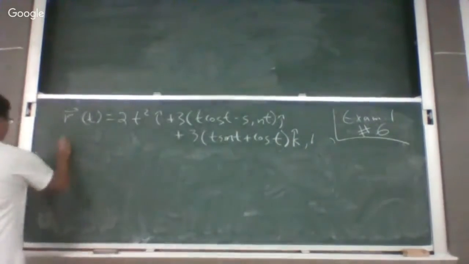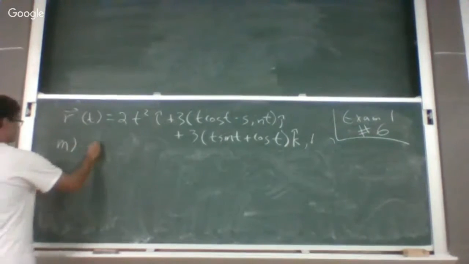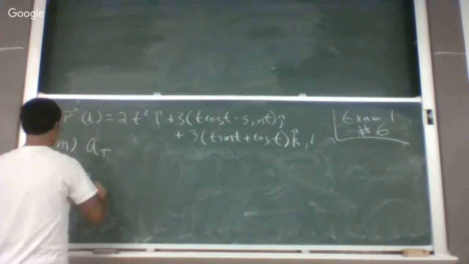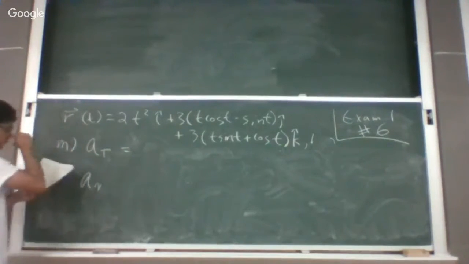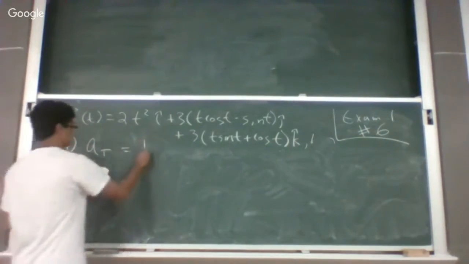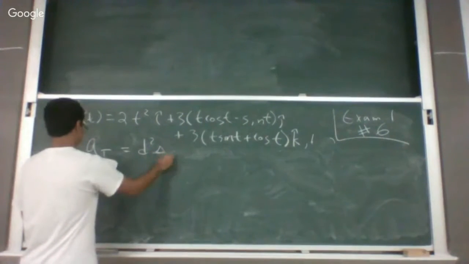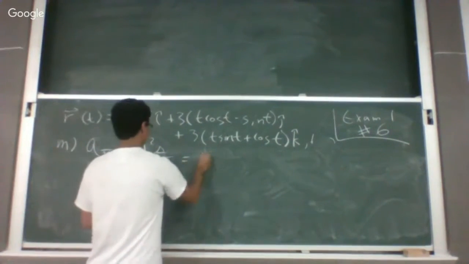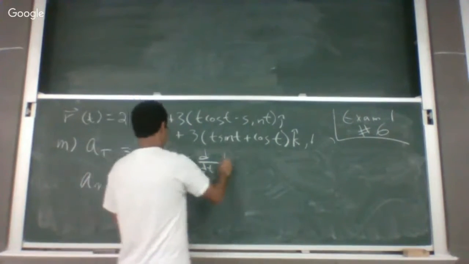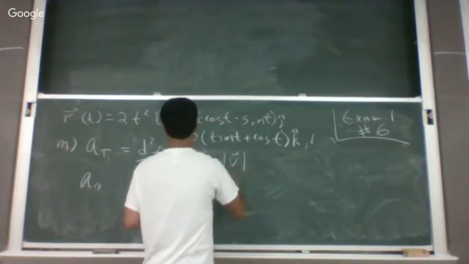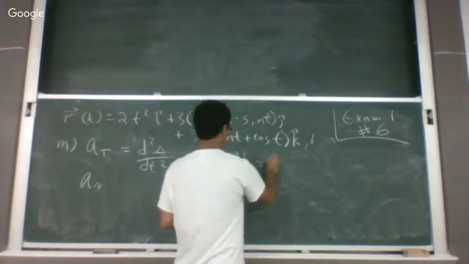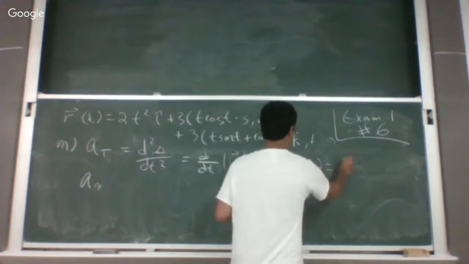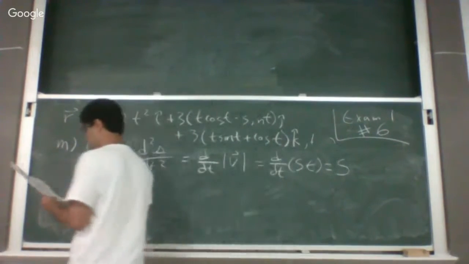So the last part is finding a sub t and a sub n. A sub t is equal to what? The derivative of the magnitude of the velocity, d squared s over dt squared, which is equal to d over dt of the magnitude of velocity. That's equal to d over dt of 5t, which is equal to 5.